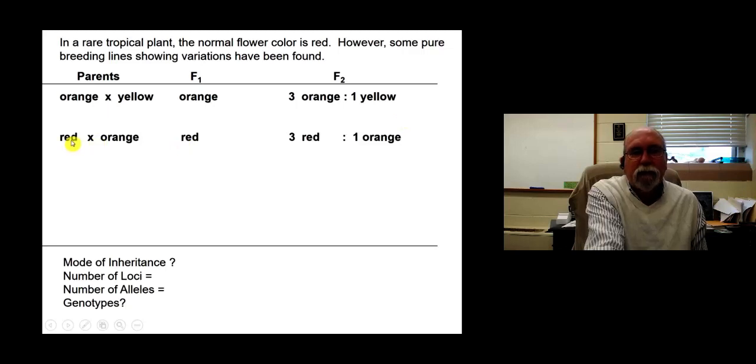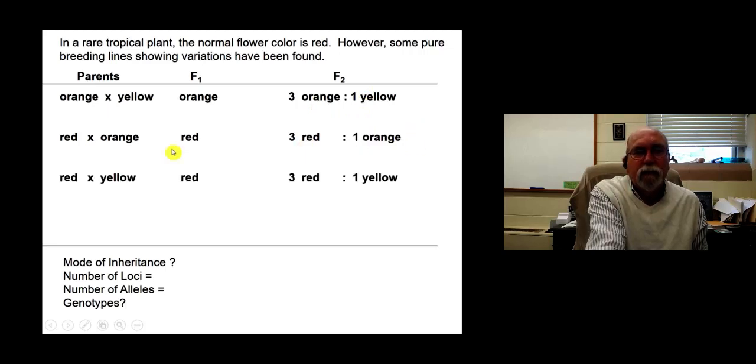Okay, you take the red and you cross it with an orange, you get a red, and you get a 3-to-1. Looks Mendelian to me, right? Looks like maybe orange is dominant over yellow, red's dominant over orange, and then we say, okay, well, what about a red times yellow? Because we got red and we got yellows. We get red again. And we get a nice little 3-to-1. Okay, looks like we've got a pretty straightforward system here.